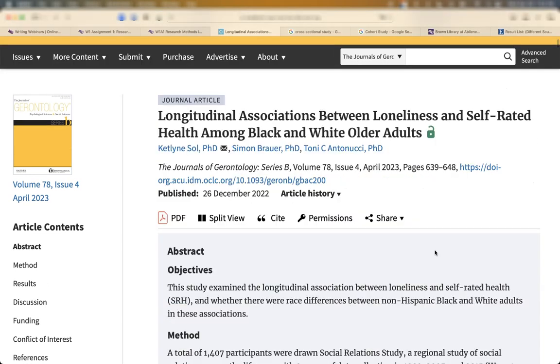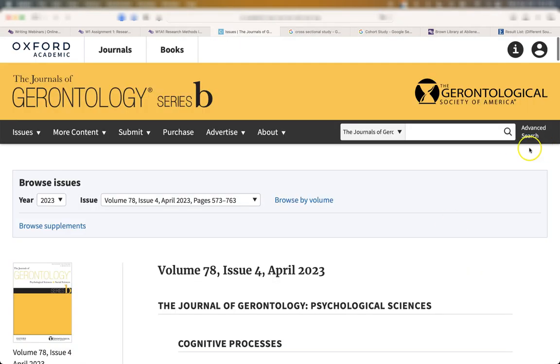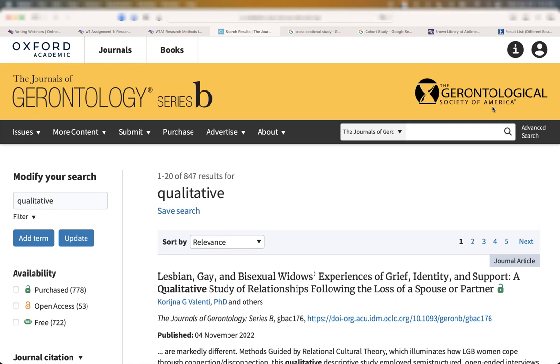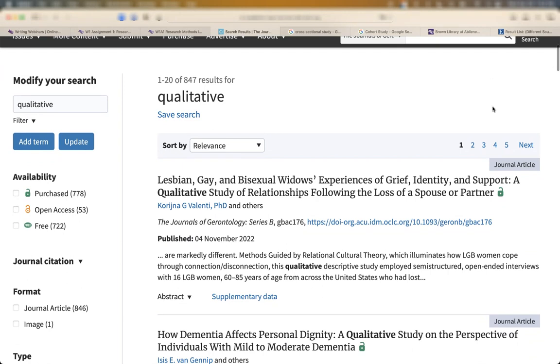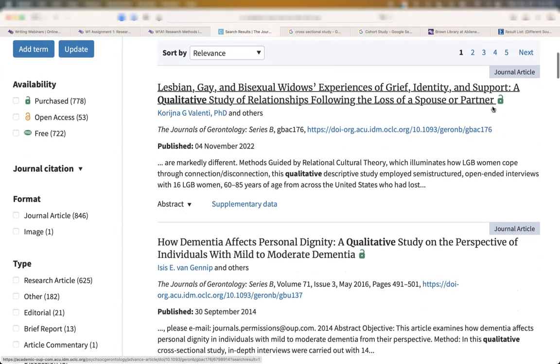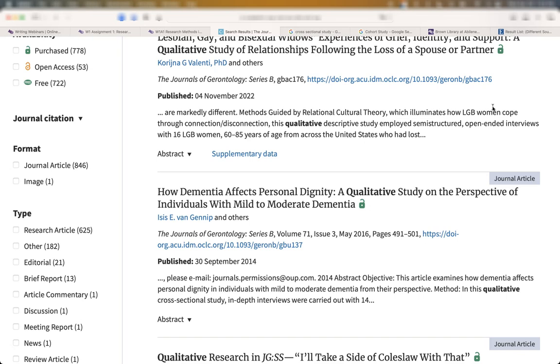And let's go ahead and see if we can find some qualitative research. And I'm just going to go ahead and search for qualitative to see what comes up here. Now, when you are searching for something in particular, because you're looking for, say, doing research of that type, you might use a more specific term to describe a particular qualitative methodology, like grounded theory, perhaps, or phenomenological inquiry. Now, here we have, how dementia affects personal dignity. It tells you in the title it's qualitative.